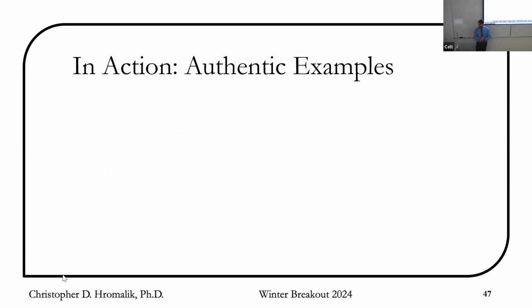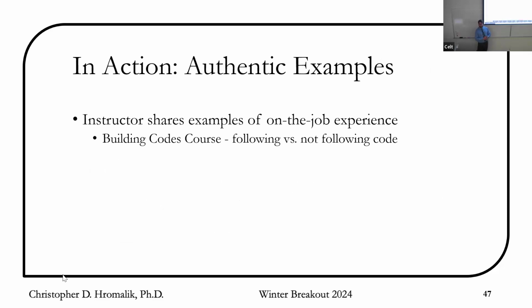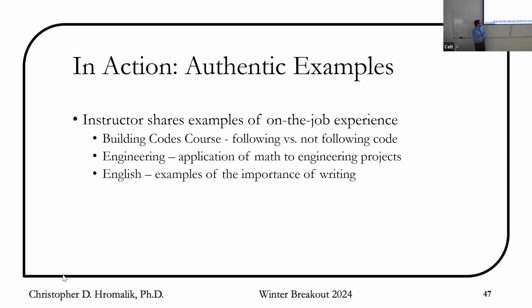And then think about authentic examples. An instructor might share examples from their experience, such as in a course on building codes. They could share examples of what happened when codes were followed and when they weren't followed. What are the things that can actually happen if you don't follow building codes? Engineering: you think about math and the application of math to engineering projects. English, the examples of the importance, right? And Spanish, maybe for example, common mistakes. There might be an experience with studying abroad.